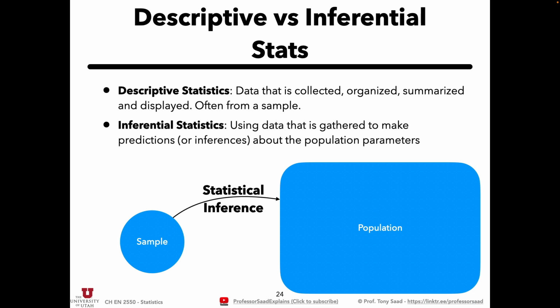Okay? For descriptive statistics, if you're just collecting numbers on a sample, you're just doing that. You cannot generalize anything about the population because you're not doing inferential statistics. You make plots, etc., and that's all good. Inferential statistics is when you use the data that's gathered to make predictions about the population.